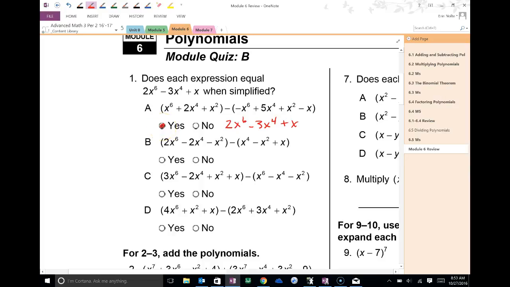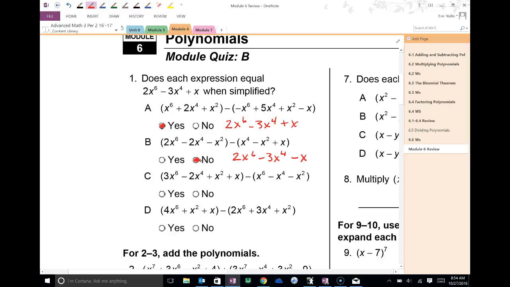I have 2x to the 6th minus nothing. So 2x to the 6th. How many x to the 4th do I have? Negative 3 x to the 4th. How many x squareds? None. Negative x squared minus negative x squared, so that's the same as negative x squared plus x squared. 0. And then I have minus x. So is this one the same? No. Oh, that little trick at the very end. It looked so good until then.